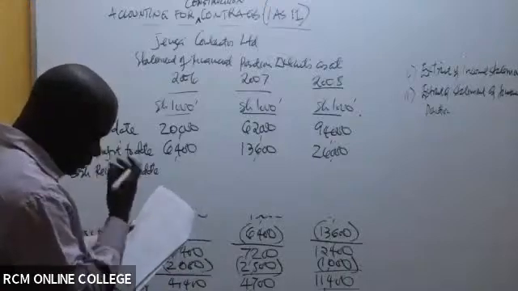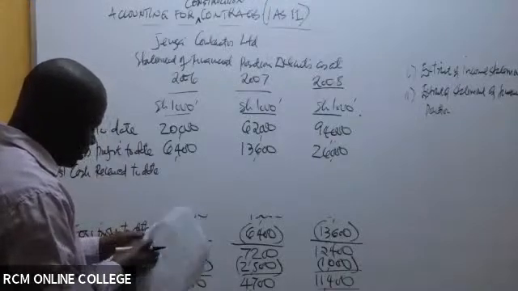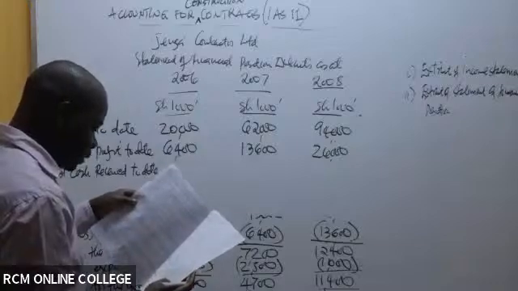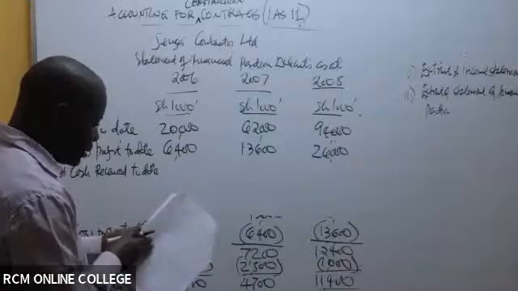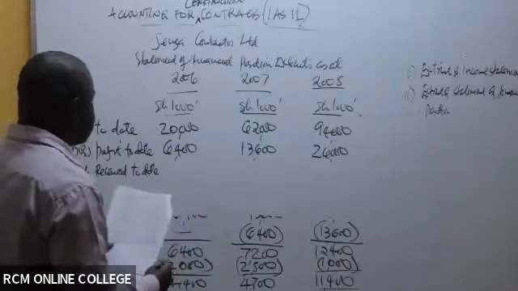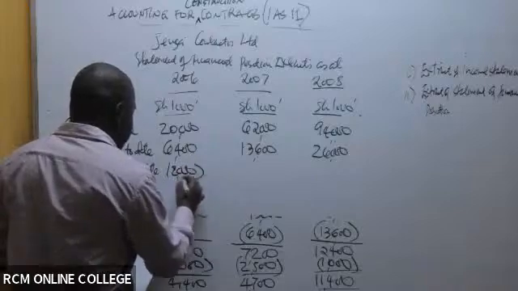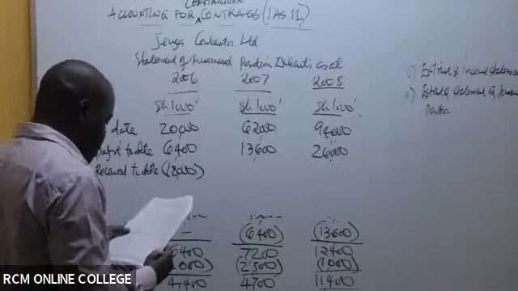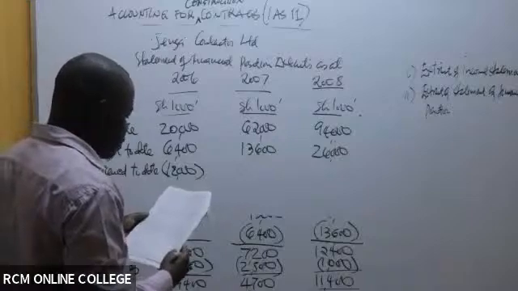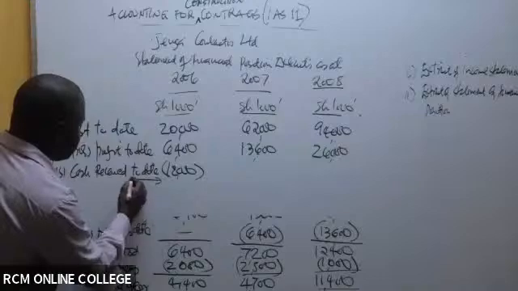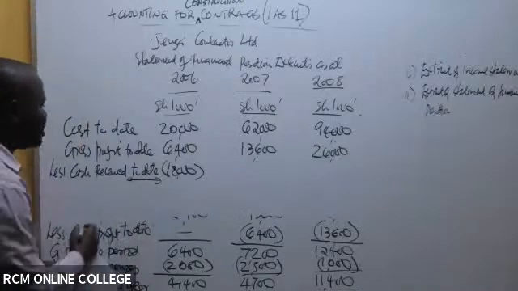Then 60 million. So that is the collection from the client. In the first year, they collected 12 million. So remember, this one is to date.